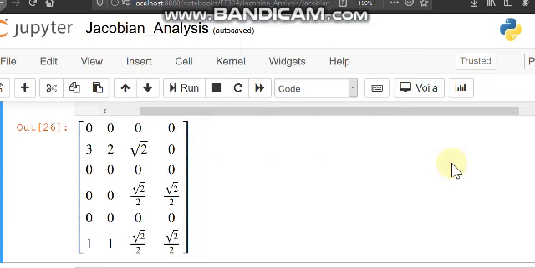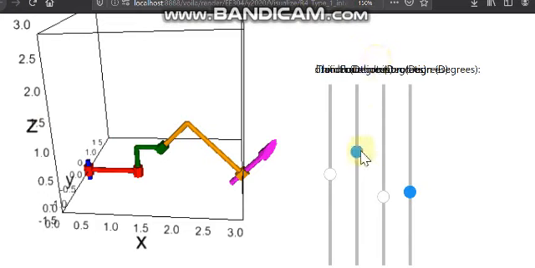Continuing from the previous video, let us go back to the app and make small changes to theta 2. As we make small changes to theta 2, we see that there is no rotation for the red colored link, but the green colored link, the orange colored link, and the pink colored link together rotate by the same angle about this axis. So all of them have angular velocity about this direction, which is nothing but z direction.